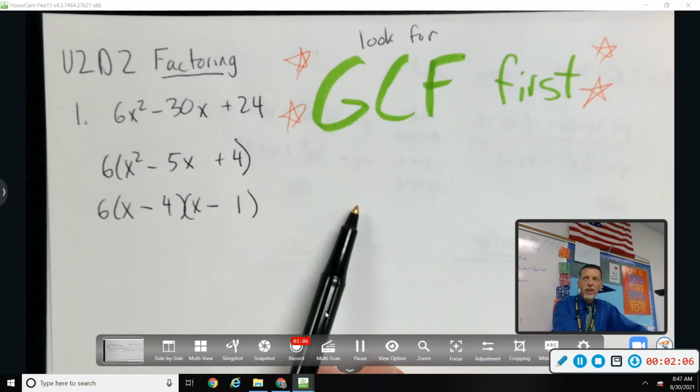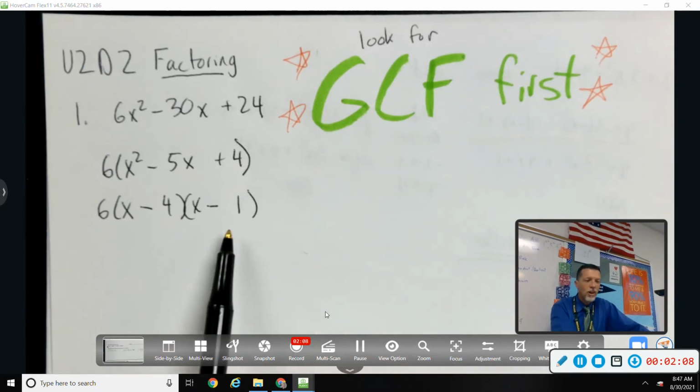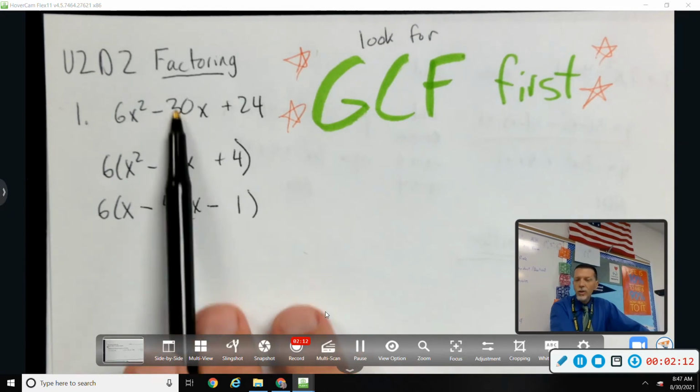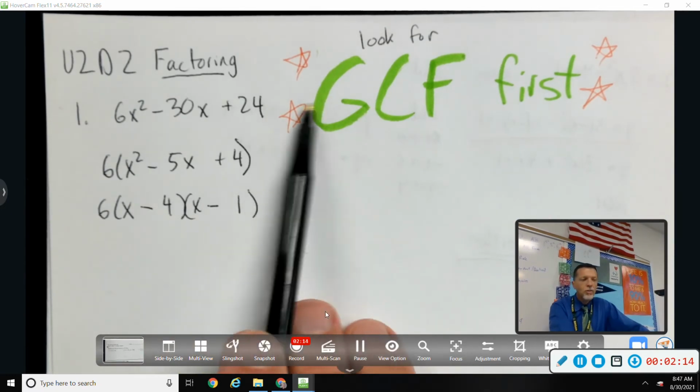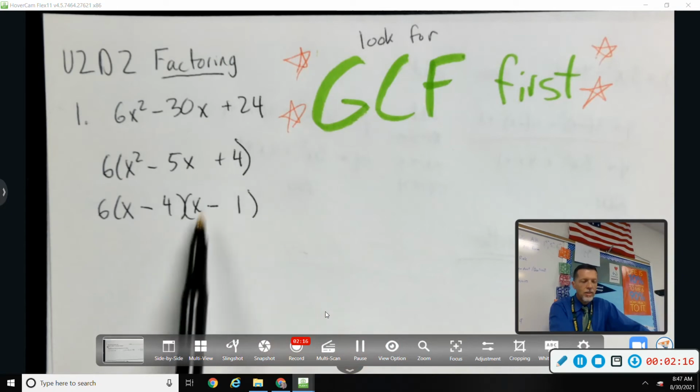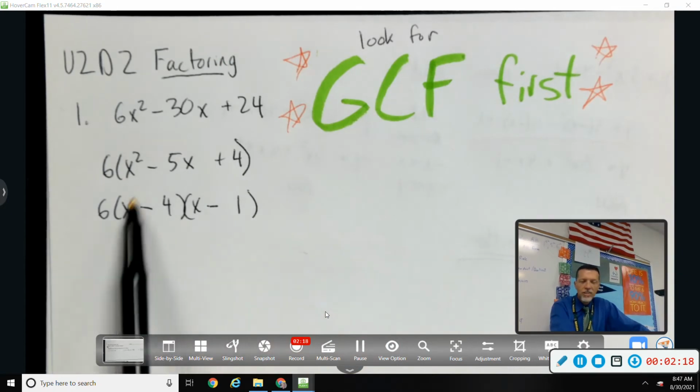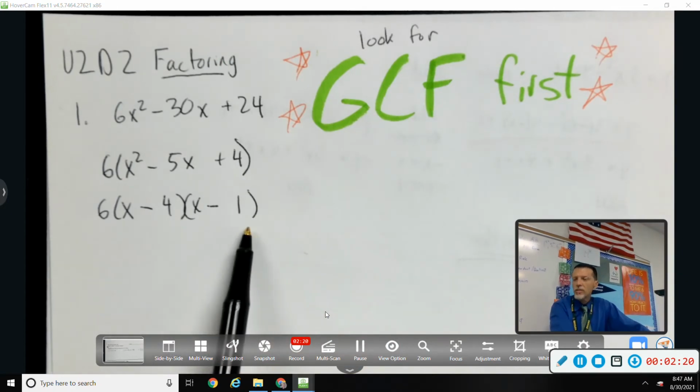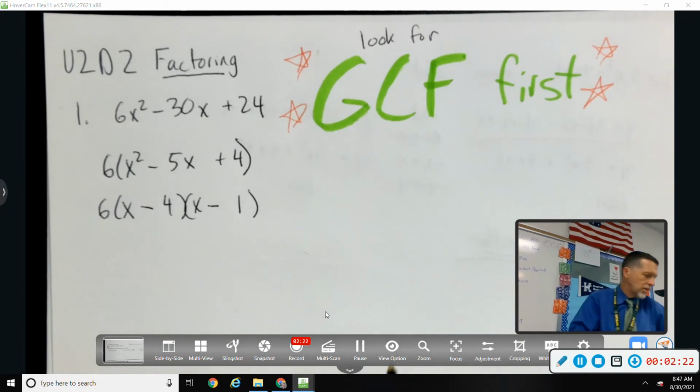So the trick on some of these is people take it too far. They're like, oh, x equals 4 and x equals 1. Not on this worksheet. Unless this said equals 0 and solve, you're stuck. This is as far as you can go. You factor it, but there is no solving because there are no equal signs.